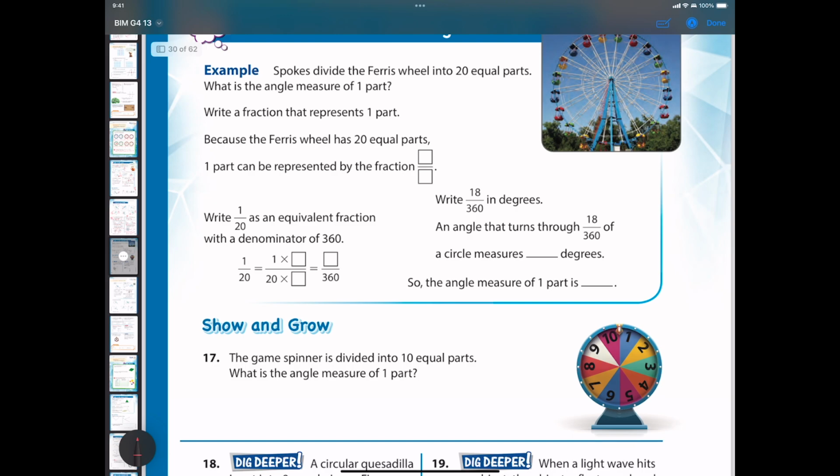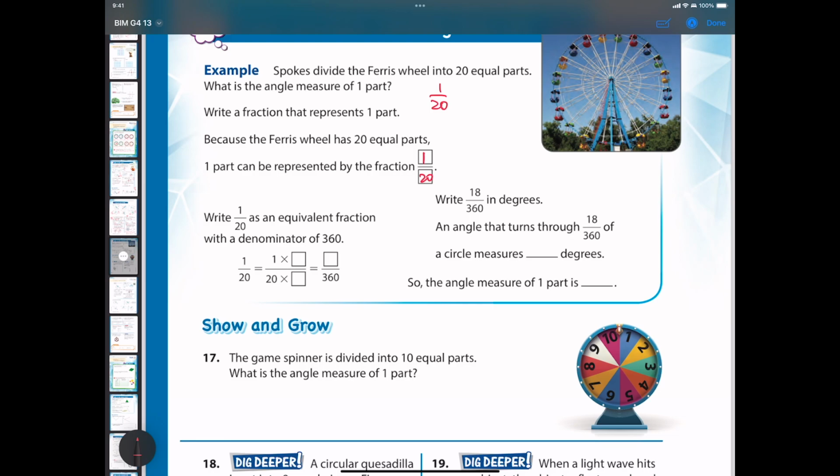Spokes divide the ferry wheel into 20 equal parts. What is the angle measure of one part? Okay, so this is 1/20. Please keep that in your mind and continue. Write a fraction that represents one part. Because the ferry wheel has 20 equal parts, one part can be represented by the fraction 1/20. They gave us the space to write.